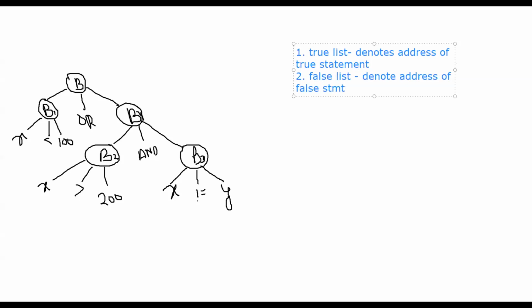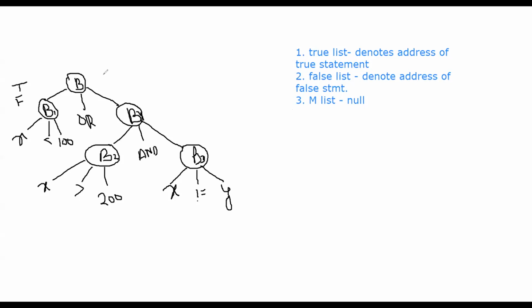Okay? Address of false statement. Apart from that, we make one more list that is called the M list. By default, this list will contain none. Later we will see what we are going to store in this particular list, right? So these three lists we need to create at every reduction point, right? So at B1, I will make a true list and I will make a false list.